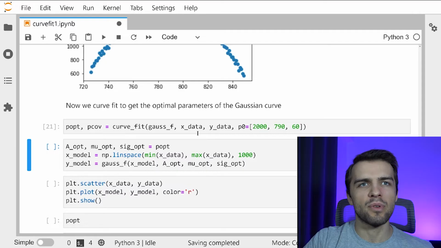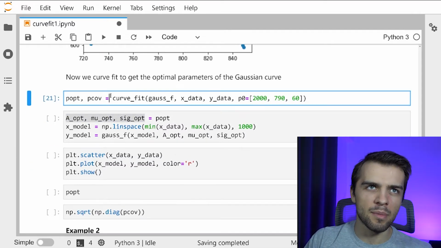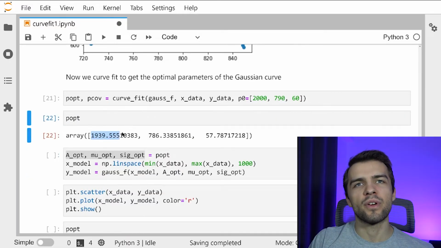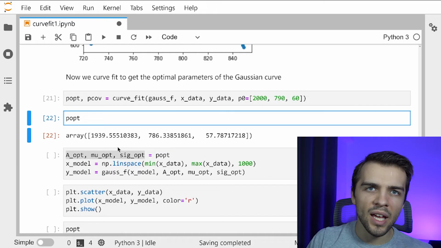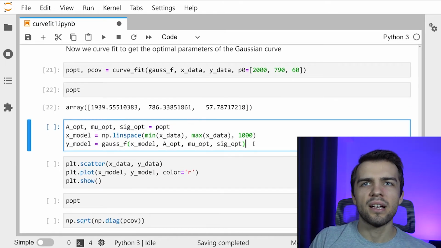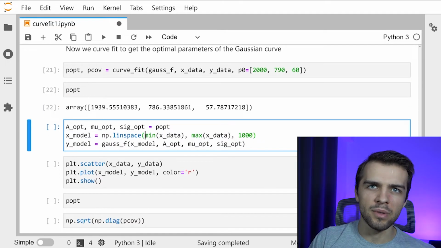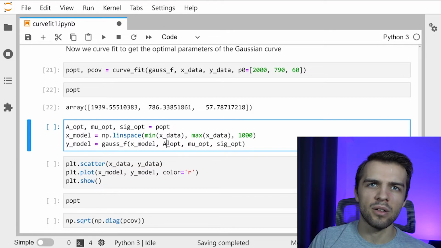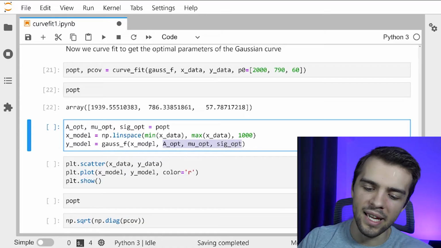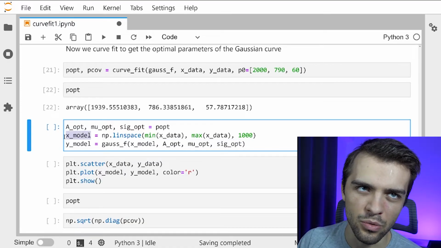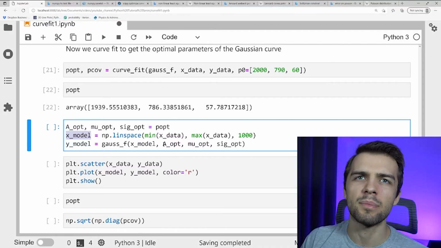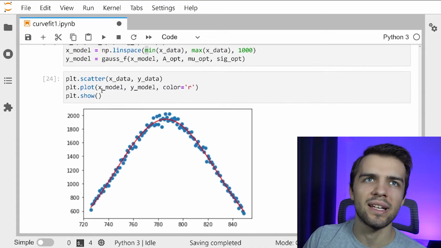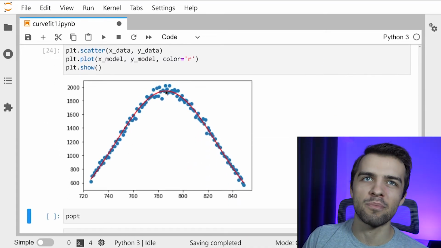And so I can extract these parameters and I get the optimal parameters. Remember, P optimal has 3 parameters. So this gives me my optimal value for A, mu, and sigma, and I extract them here. Same as above, I give X model and Y model by doing many points in the X data range. Then I give my Gaussian function, my X model, and my optimal parameters. So I'm just plugging in the super resolute X array here and all the optimal parameters. And then I can plot X data and Y data next to the model, and you can see that the model does a pretty good job.